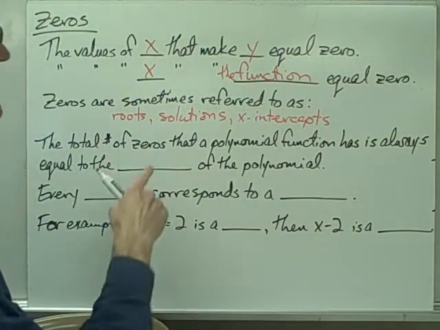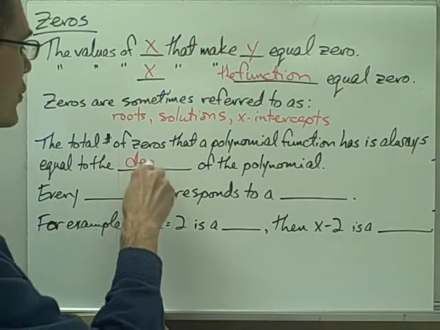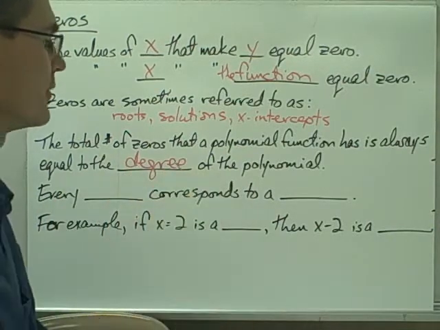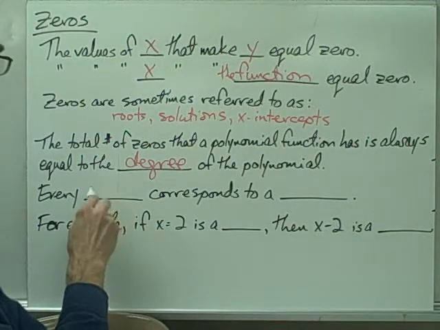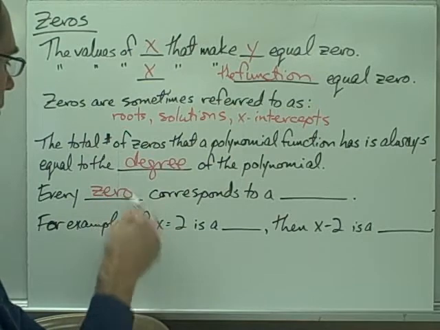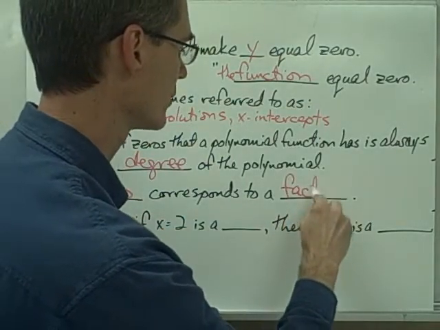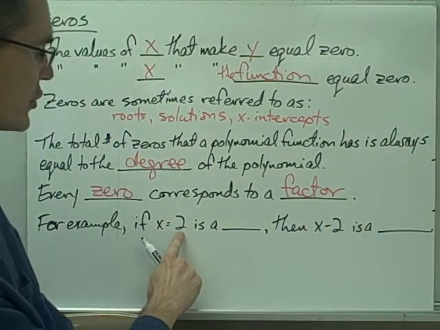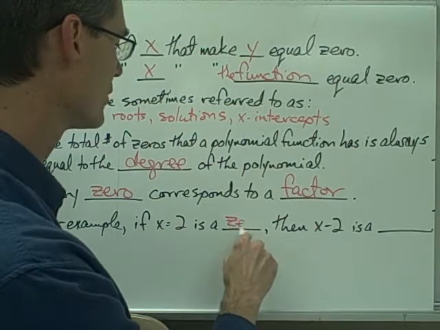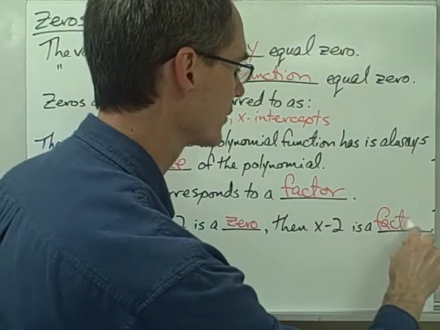Now, the total number of zeros that a polynomial function has is always equal to the degree of the polynomial. And also, every zero of a polynomial function corresponds to a factor of that polynomial function. For example, if x equals 2 is a zero, then x minus 2 would be a factor.